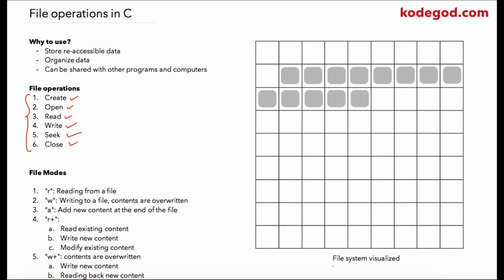Now let us try to visualize the file system, assuming these squares are nothing but memory locations. So this could be a starting point of my file, and these are data written into those files. All files have a special marker at the end, that is EOF, end of file. It is the special marker using which we can identify that the file has ended over here.